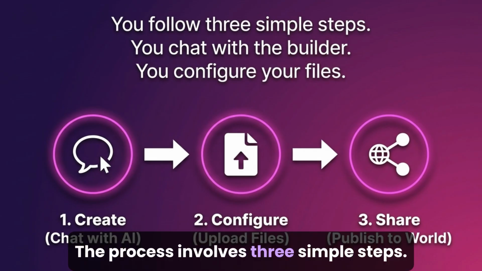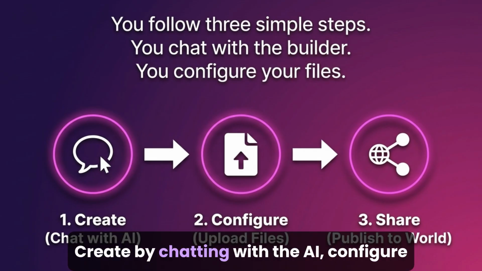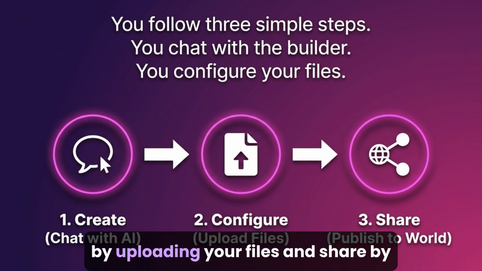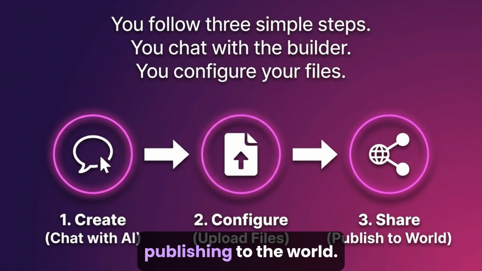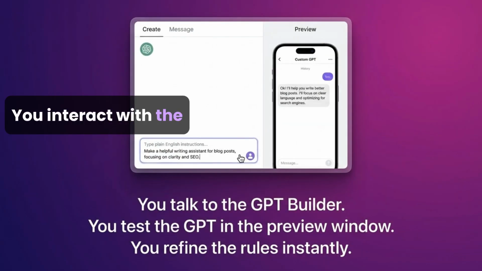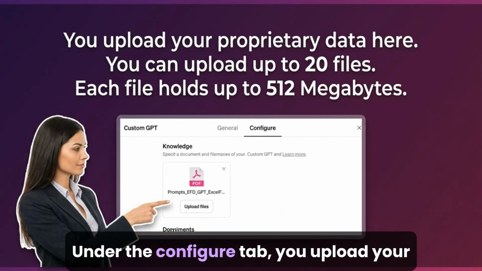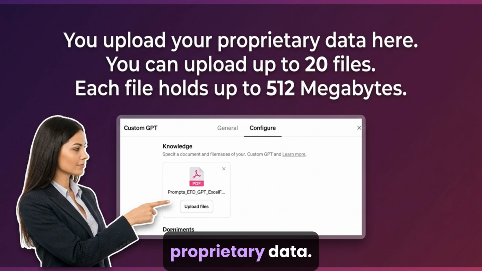The process involves 3 simple steps: create by chatting with the AI, configure by uploading your files, and share by publishing to the world. You interact with the GPT builder, testing the GPT in the preview window, allowing you to instantly refine the rules. Under the Configure tab, you upload your proprietary data.